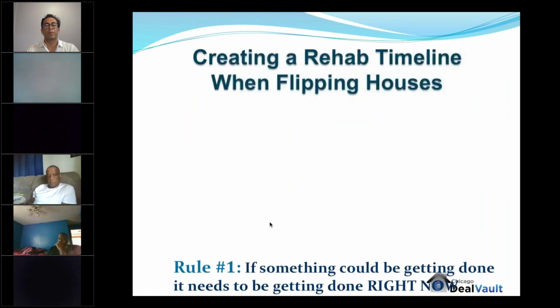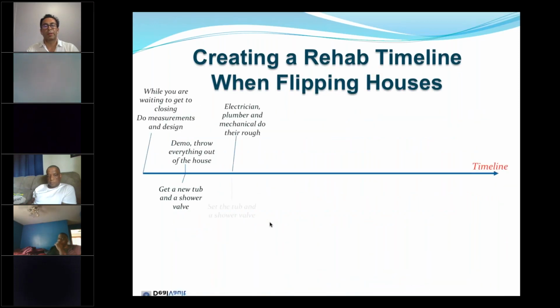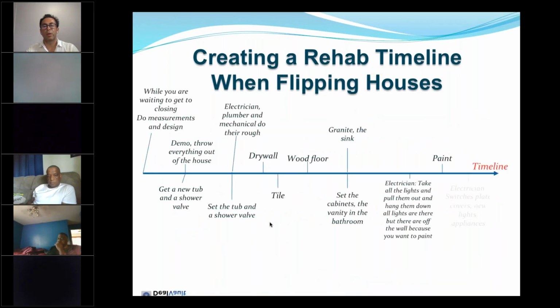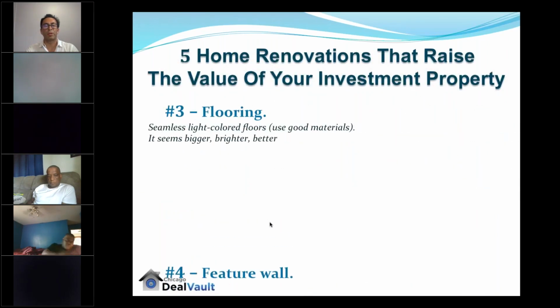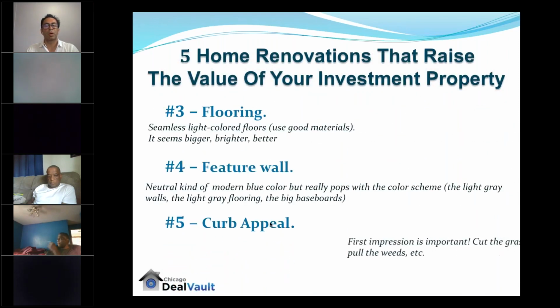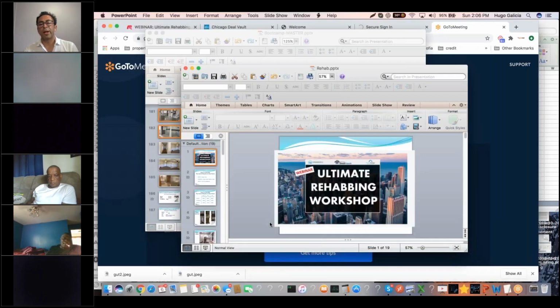Okay, so let's go into where we left off. So here we were talking about the timeline. Make sure that you have a picture of this timeline, and next the five improvements: flooring, feature walls, and curb appeal. Awesome. Okay, friends, I didn't realize that concluded the webinar. So now we're going to take some questions, and something that is super, super important before I forget.